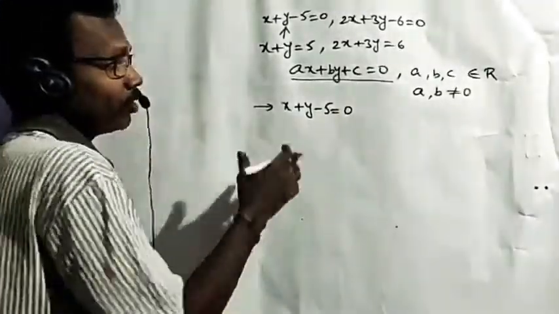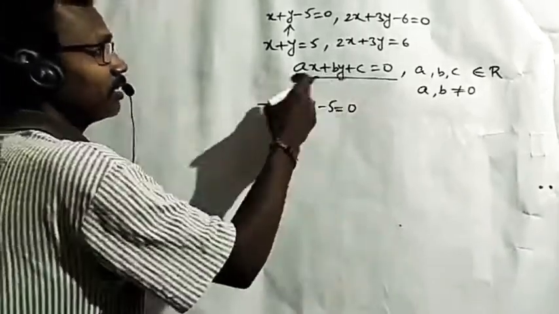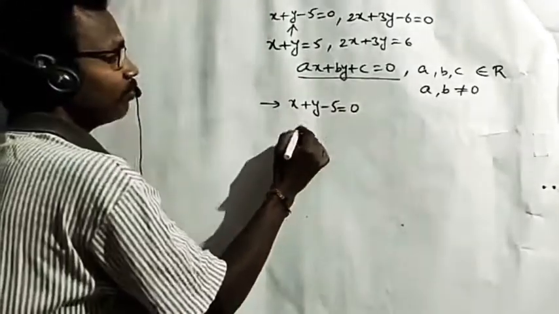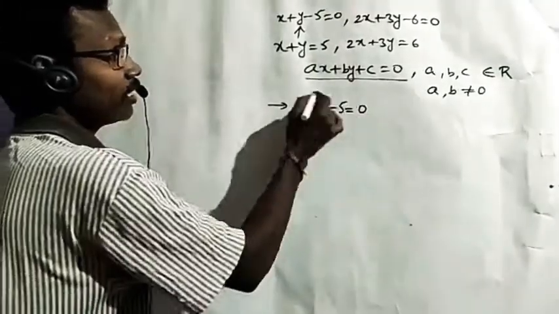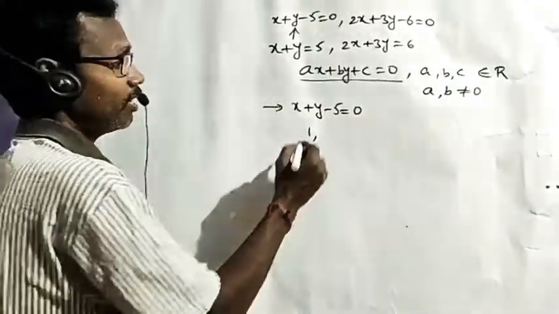Let us see what the values for x and y are that simultaneously satisfy this equation. For example, if x is 1, then y should be what? Then only it will satisfy here. Then y will be 4.